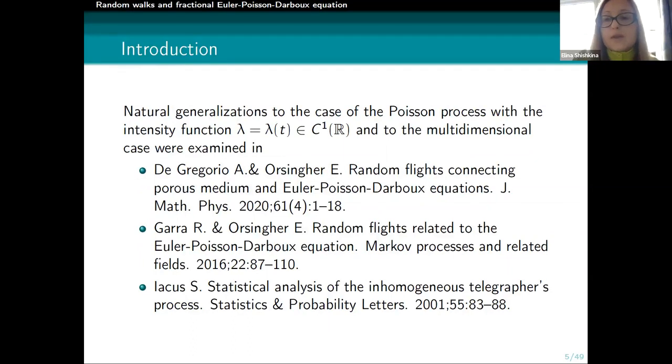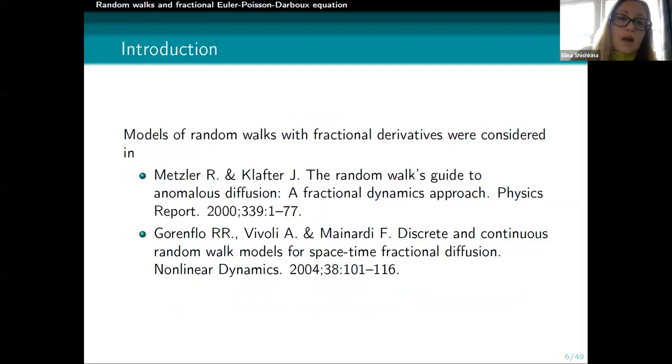A natural generalization of this Poisson process, when lambda is equal to lambda of t, and the generalization to the multidimensional case were considered in the following papers by De Gregorio and Professor Orsingher, Roberto Garra and Enzo Orsingher, and also Iacus in the statistical analysis of the inhomogeneous telegraph process. We also have some papers in which models of random walks with fractional derivatives were considered. These are the papers of Metzler, Klafter, and Gorenflo, Vivoli, and Mainardi.